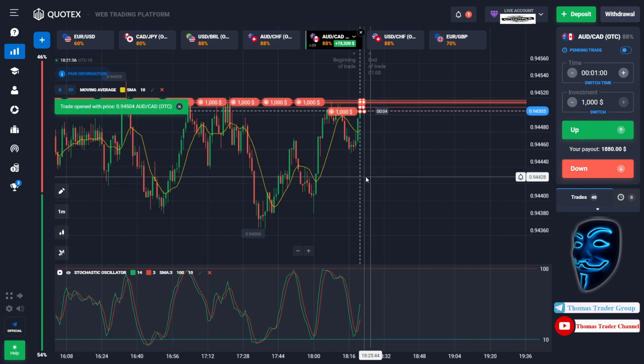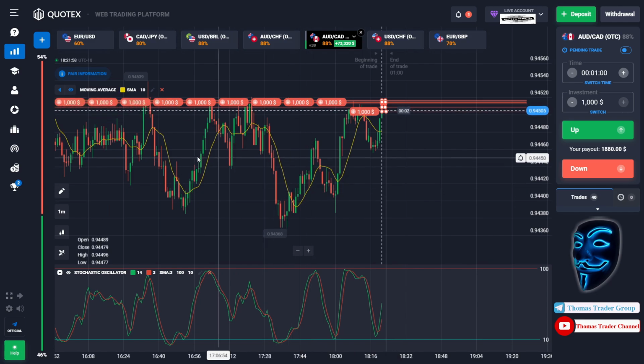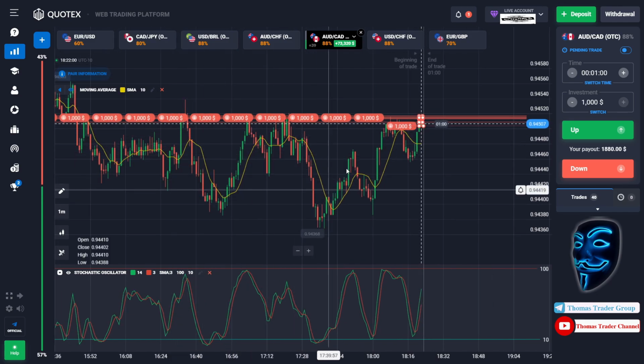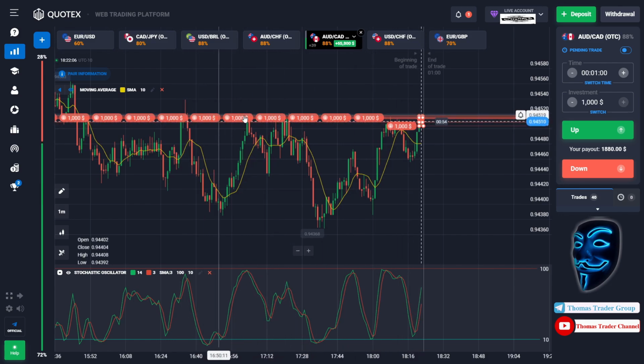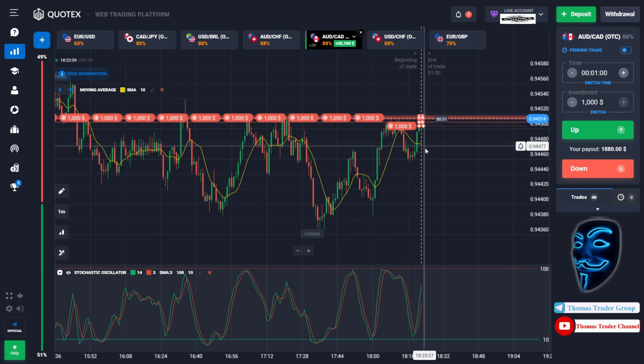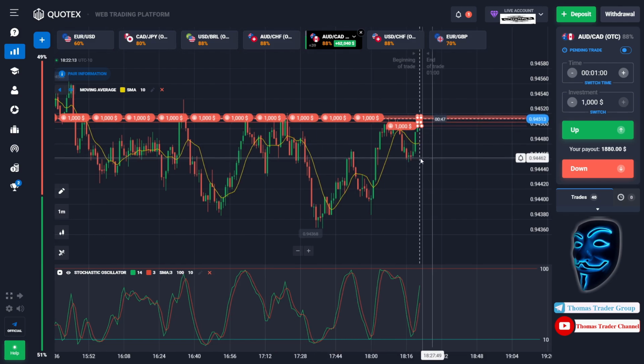As you can see over here, the market is going sideways and the market has already touched the resistance area. When the market touches the resistance area, it will make a rebound and it will find the support area over here. Let's prove it and let's wait till the end of our trade.